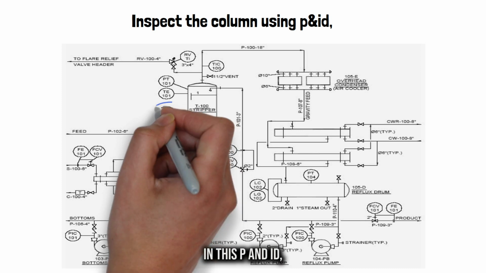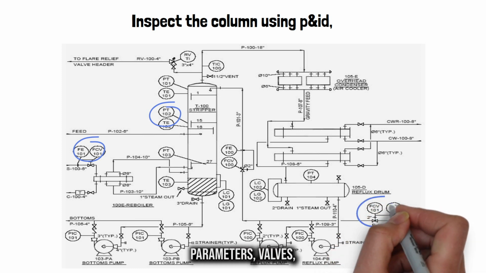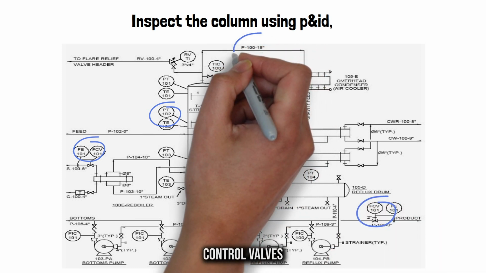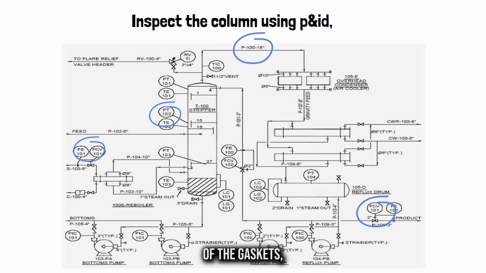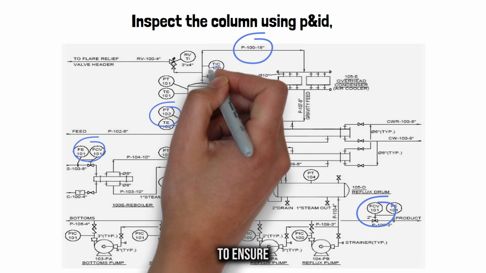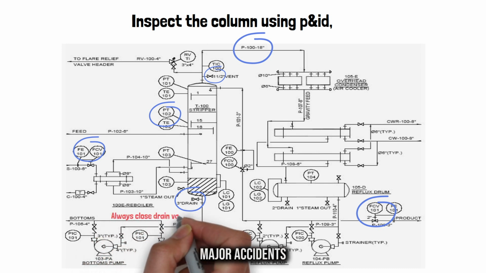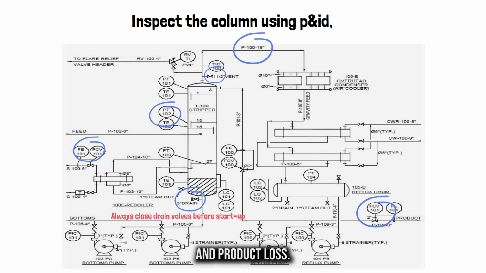In this P&ID, you can get all the details about the column, like you can see all instrument parameters, valves, control valves, and rating of the gaskets, and you can cover all the loops of the column. So using P&ID, check the column top to bottom to ensure all drain valves are closed. If any of the drain valves are open during startup time, that will cause major accidents and product loss.